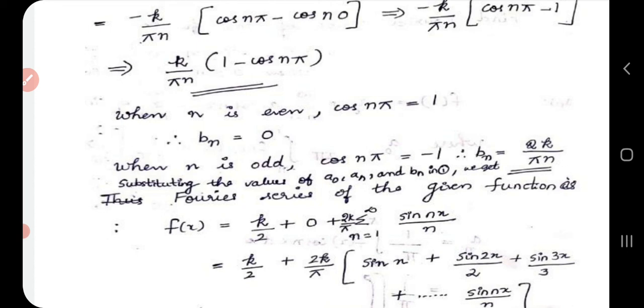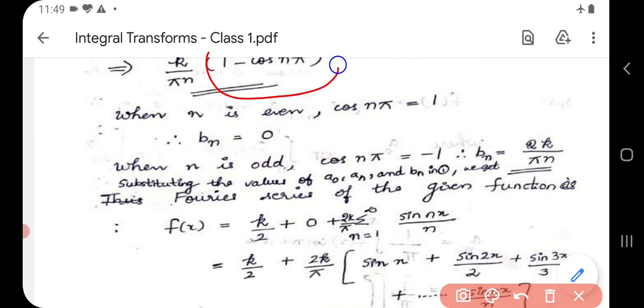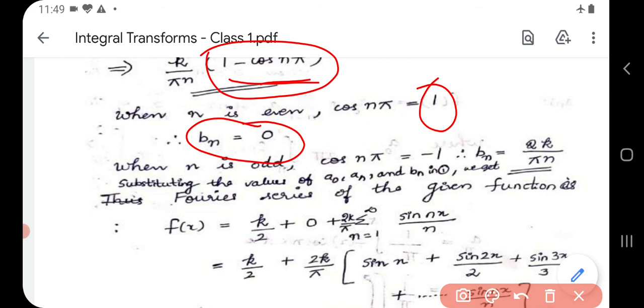That is, what is the value of bn when n is even, and what is the value of bn when n is odd? Why? Because in the final expression for bn you have an n, an integer. So let us see the value of bn when n is even. When n is even, in the term 1 minus cos n pi, cos n pi will be 1. So 1 minus 1 will be 0. So bn will be 0 if n is even.